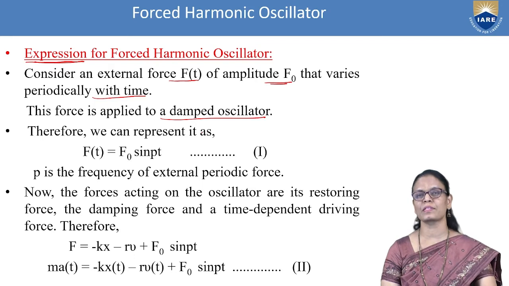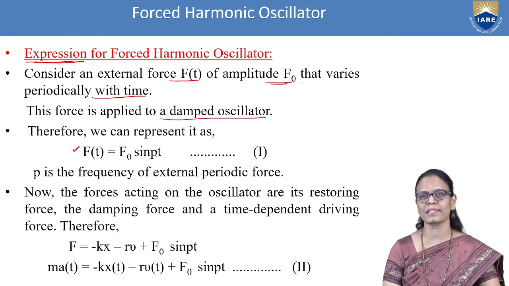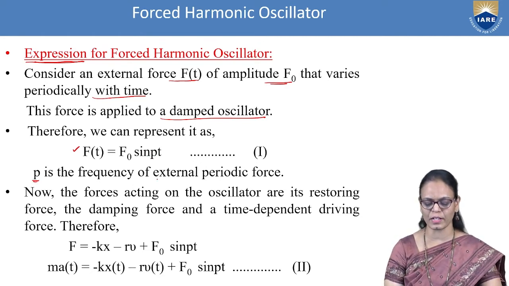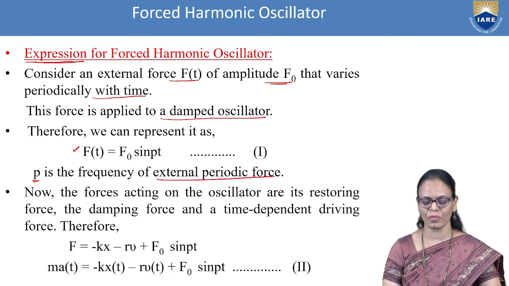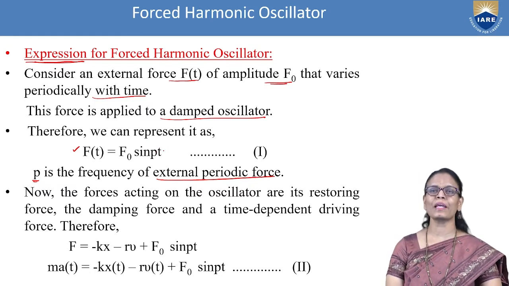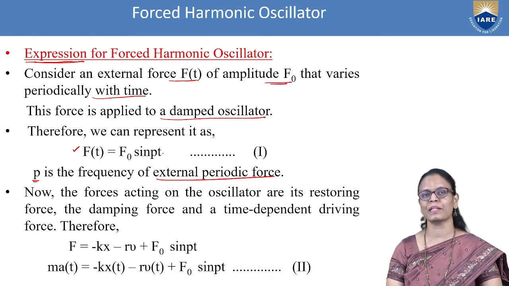So how do we represent this force? F of t is given by F naught sine pt. Why sine pt? P is the frequency of the external periodic force. We are taking a sine function because it is a periodic force. So F of t is equal to F naught sine pt.